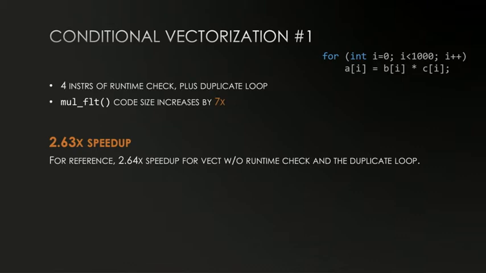So, I'm just going to say this again. If we vectorize this and didn't insert the runtime checks and didn't insert the duplicate loop body, we get almost the same speed up as if we actually have the runtime checks. The processor is so good at executing those 4 runtime checks every single time, before the loop body executes, that it makes basically no difference at all to the end performance. Kind of interesting. Question? What's up?